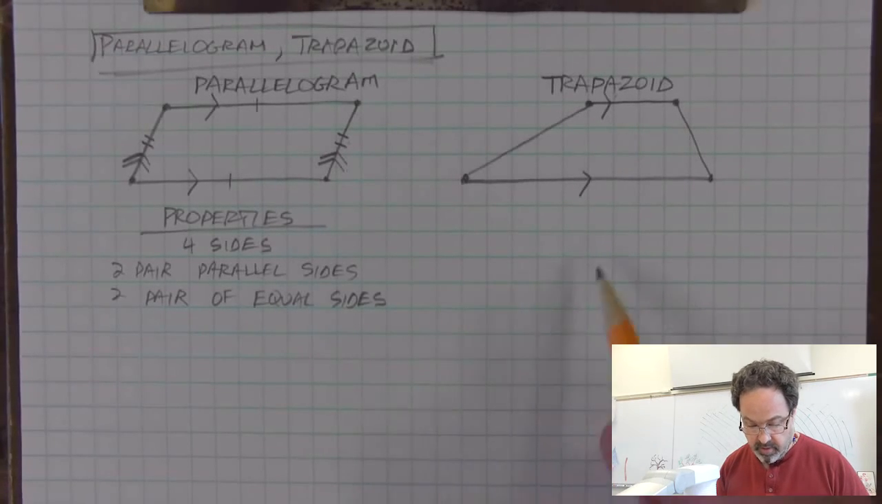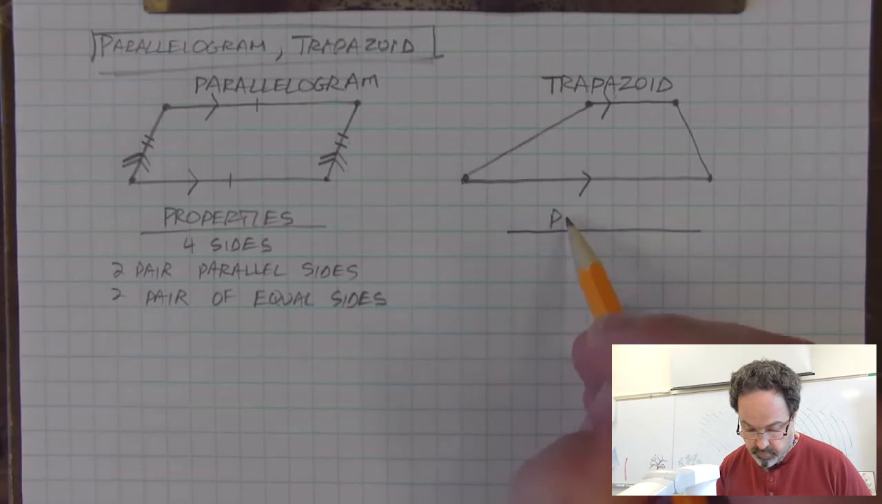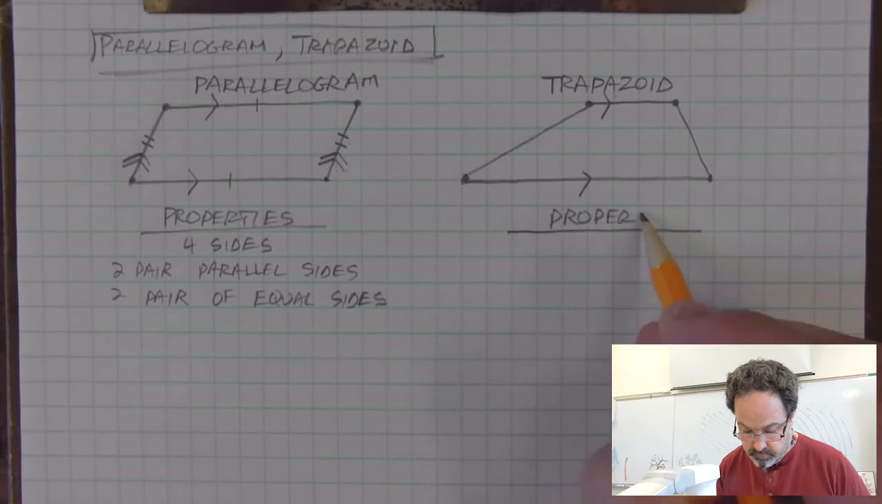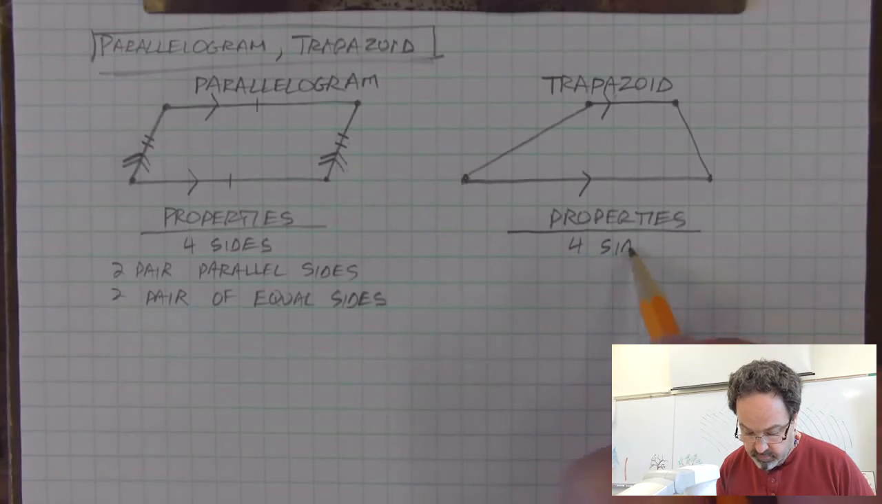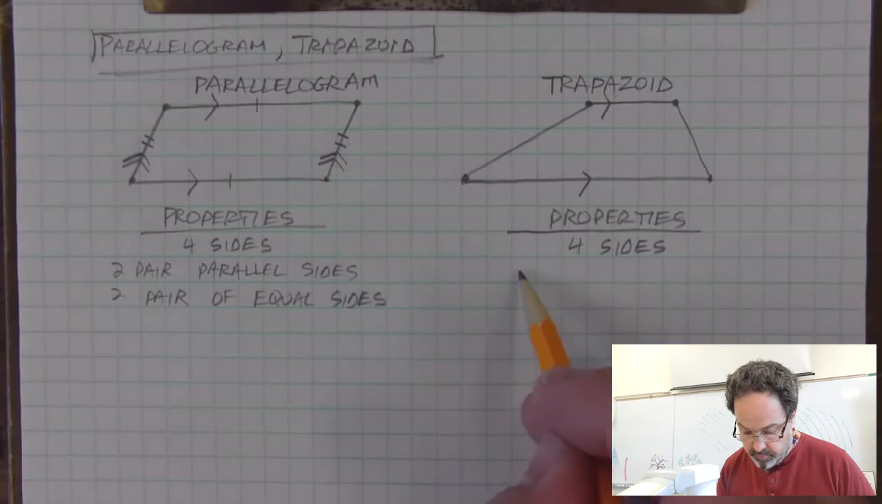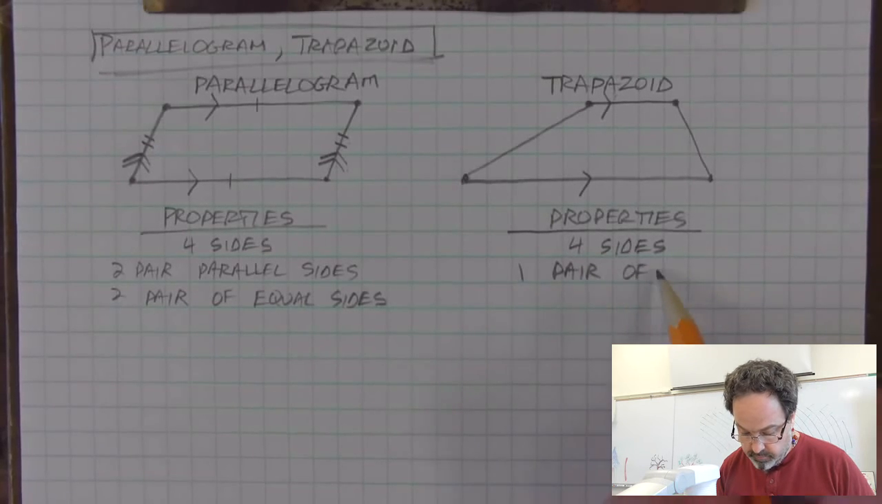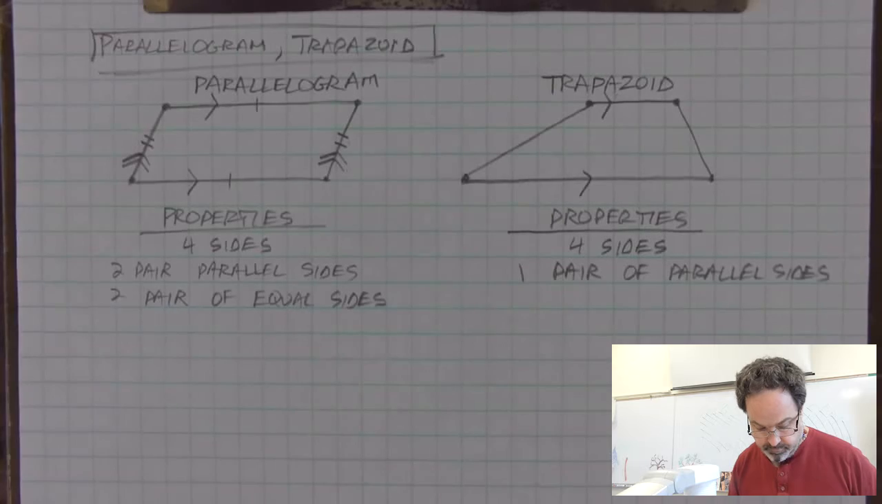In fact, if we were to list the properties of a trapezoid, it has four sides, just like a parallelogram, but only one pair of parallel sides. That's it.